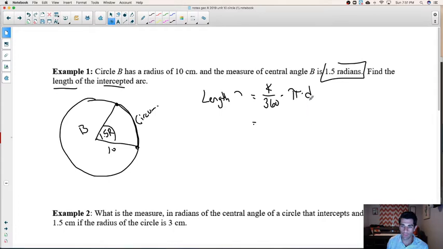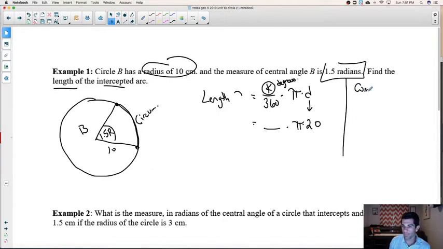Now, if you're going to plug in your diameter, since it said that the radius is 10, you know your diameter is going to be 20. Now this is where things get a little bit tricky. Here is talking about the angle. That angle has to be in degrees. So you're going to have to convert from radians to degrees. So 1.5 radians, okay?